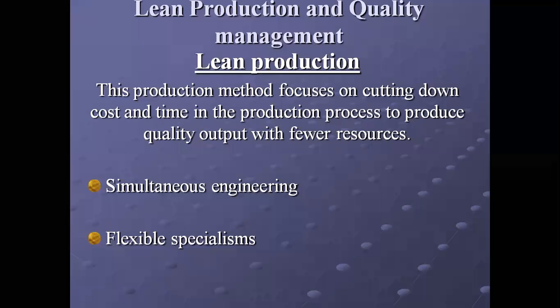Simultaneous engineering leads to saving time, right? You can save time when you perform different activities together, okay? In the second concept, flexible specialism, you are able to again save time, okay? So this is how it is done. And the last is cell production. Now these three important concepts are there and lean production is based on them.